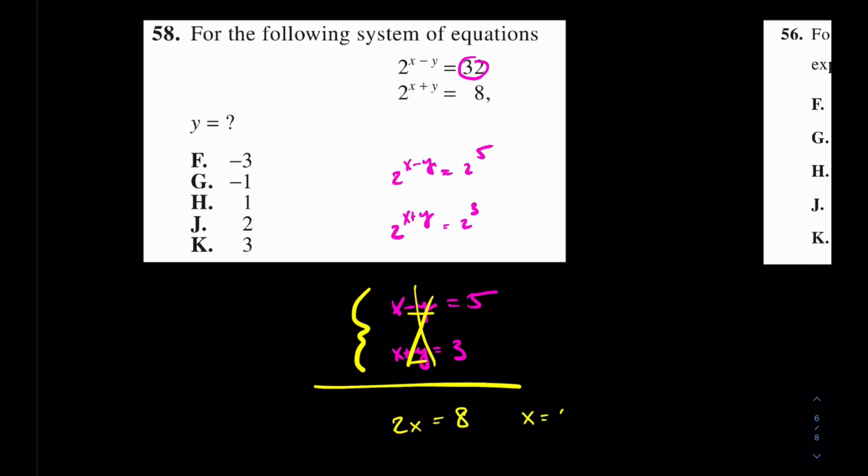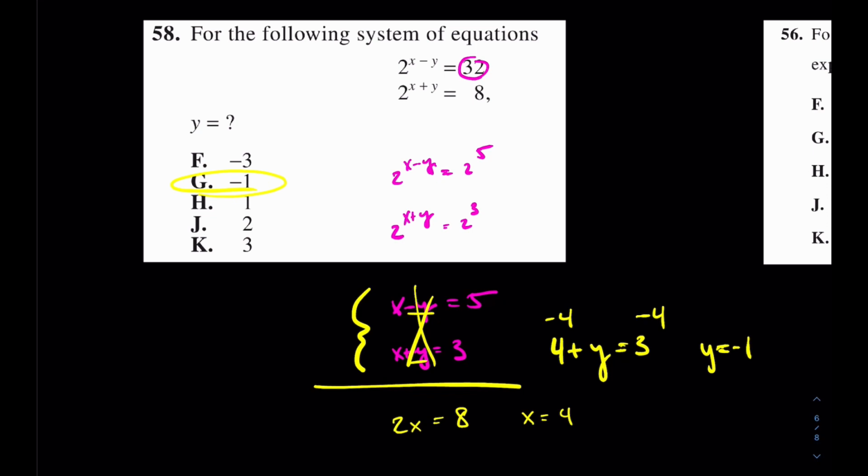X equals 4. Well, in any system of equations, if you have one of the variables, you can always find the other. Plug 4 back in for x. We have 4 plus y equals 3. What must y be? Well, you can solve it if you want, but when you solve it, you find that y is equal to -1. The answer is G.